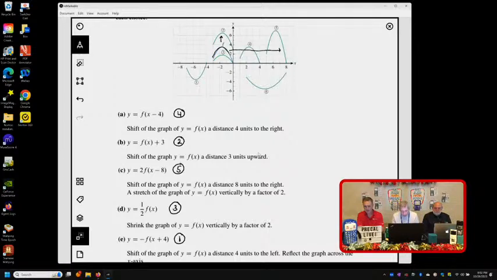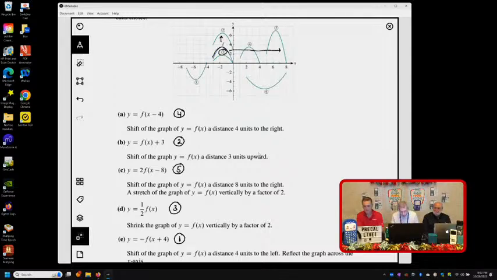Part D, 1/2 out in front of the f of x. Well, that's just a shrinking of the graph of y equals f of x by a factor of 2. On my main graph up there, I think that would be this one right here, and I think that's graph number 3.